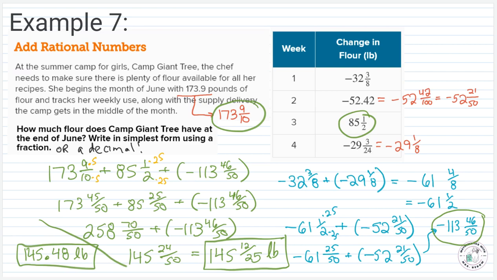So hopefully that helps you out with story problems and adding rational numbers. The big thing is, just take it step by step. Make sure if you're working with fractions, you have a common denominator, and then pay attention to those negative and positive signs. Thanks for watching.